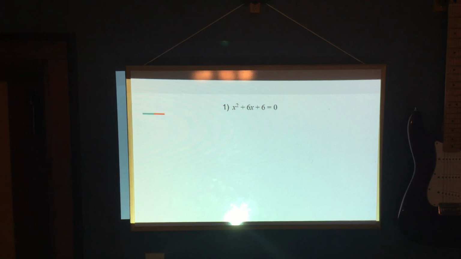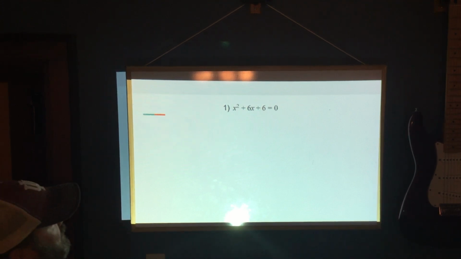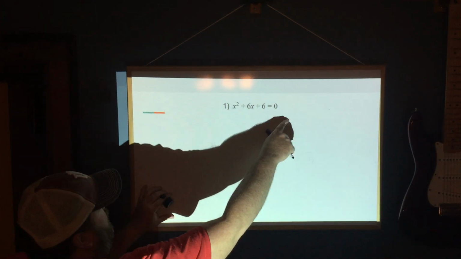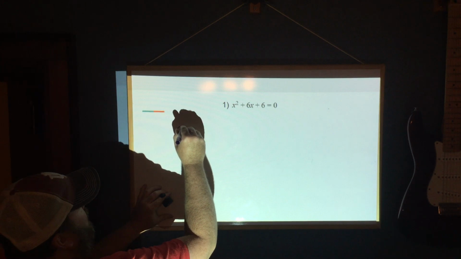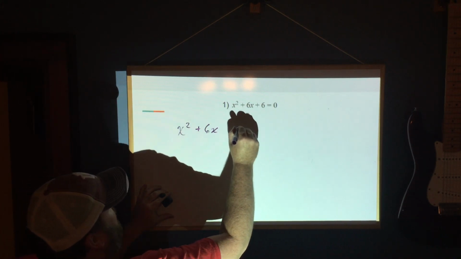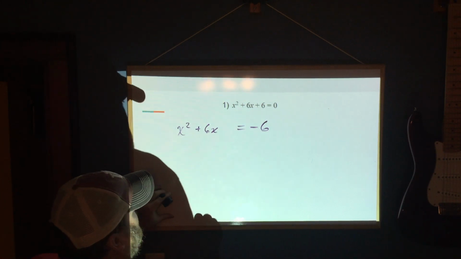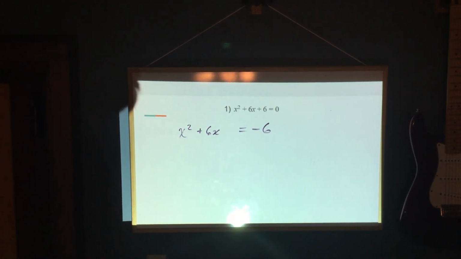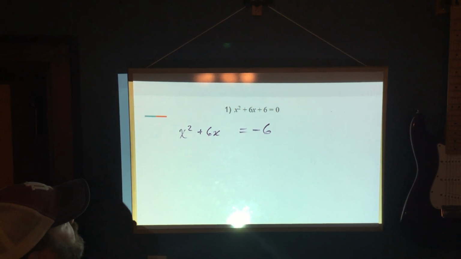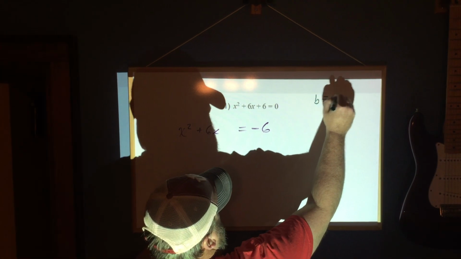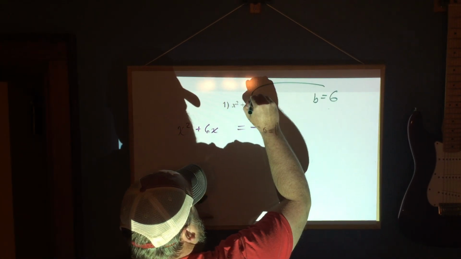So here we go. Number 1, all right, we want to solve this by completing the square. So remember, the first thing you're going to do is take that constant and move it to the other side. So I'll have x squared plus 6x equals negative 6. I think this marker's going out. I'm going to switch markers here. So let's identify what b is. B is 6. That came from right here.